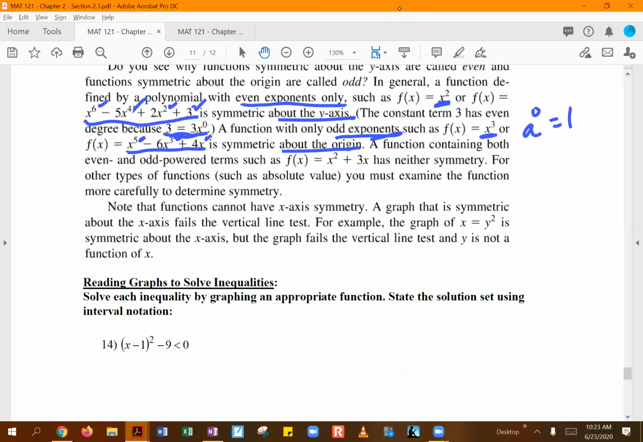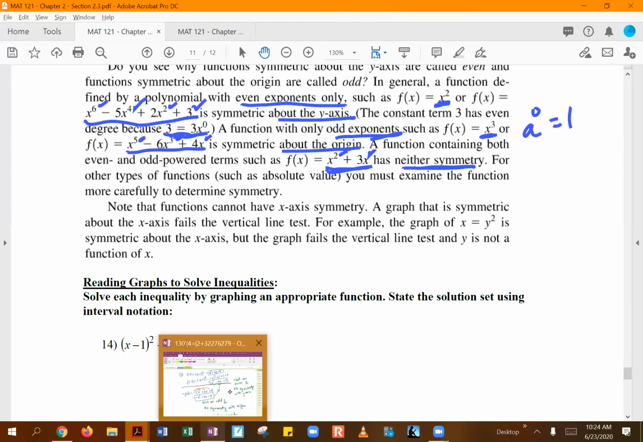Now, if you have a combination of both odd and even, which this function has, I have x squared, which is an even exponent. I have x to the 1st power, which is an odd exponent. So since this is a combination of both odd and even, this will have neither of these two symmetries. So it will not be symmetric about the origin. It will not be symmetric about the y-axis. But again, guys, x squared plus 3x is a parabola, so it will bring its own symmetry.